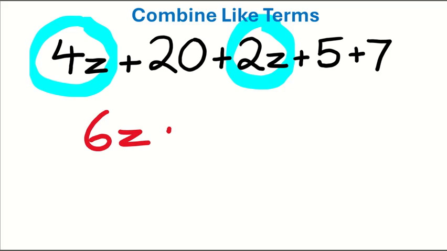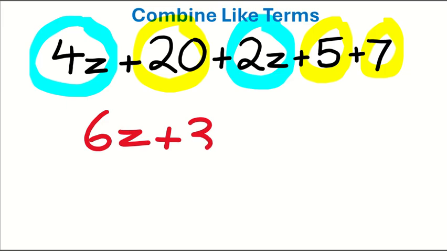And then we're going to be adding something to it. In this case, we're going to be adding 20 combined with 5, which is 25. And then if I add 7 more onto that, then I got myself a 32. So this expression simplifies to 6z increased by 32.